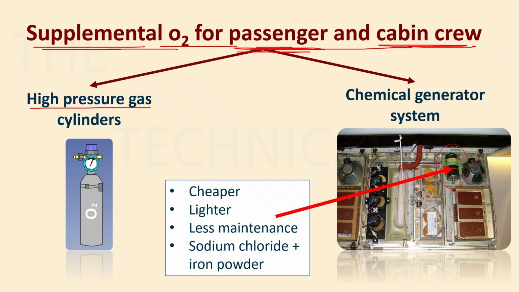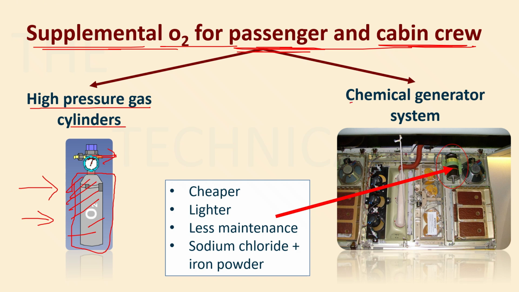Firstly, there is a high pressure gas cylinder. As the name sounds, it is a high pressure gas. The oxygen is already stored in the cylinder under high pressure. So whenever required, it can be taken out through pipelines, right?